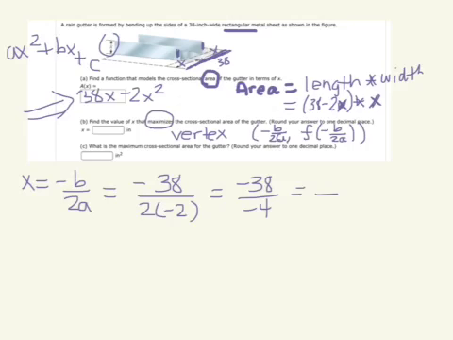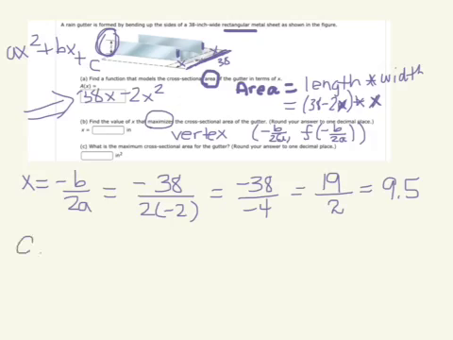And if we reduce that down, we can reduce both by 2. Or if you have a calculator, you can figure that out as well. So 19 over 2, which would give us 9.5. That's the value of x that maximizes the cross-sectional area. So that's what the width in the problem, or the length in the problem, needs to be.